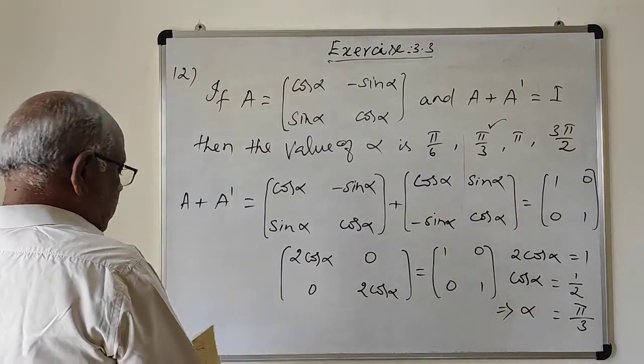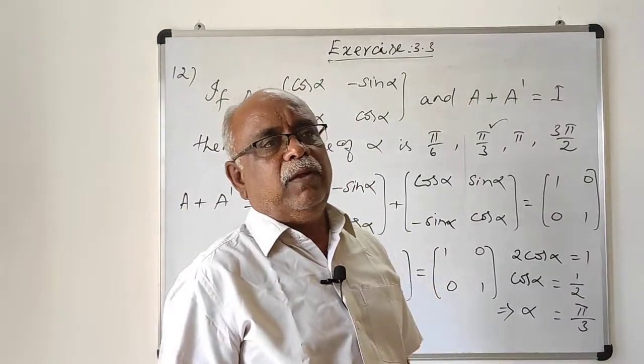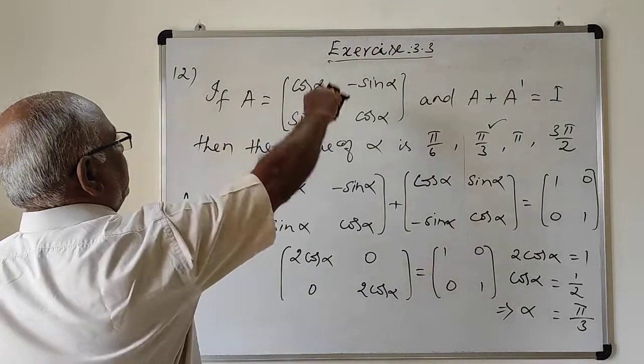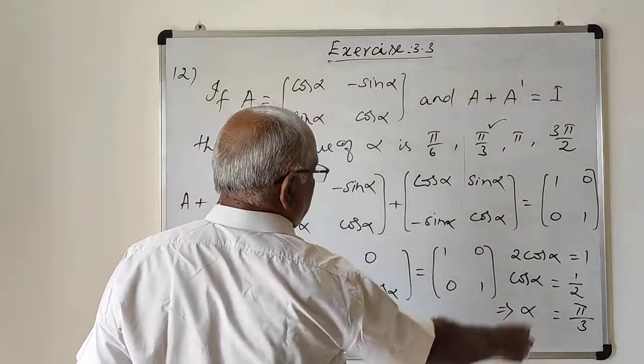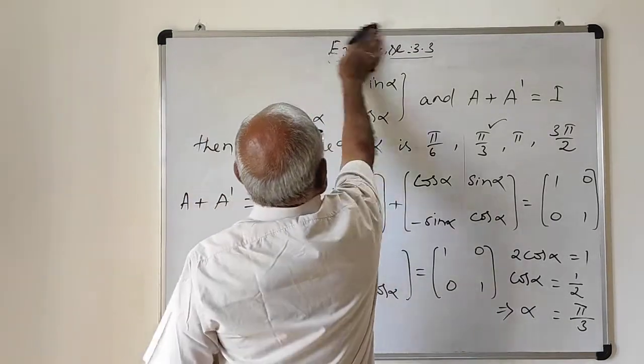Next, we are going to study a new topic, elementary operations on matrices. That's all about the exercise 3.3. Alpha is pi by 3. Now, the next idea.